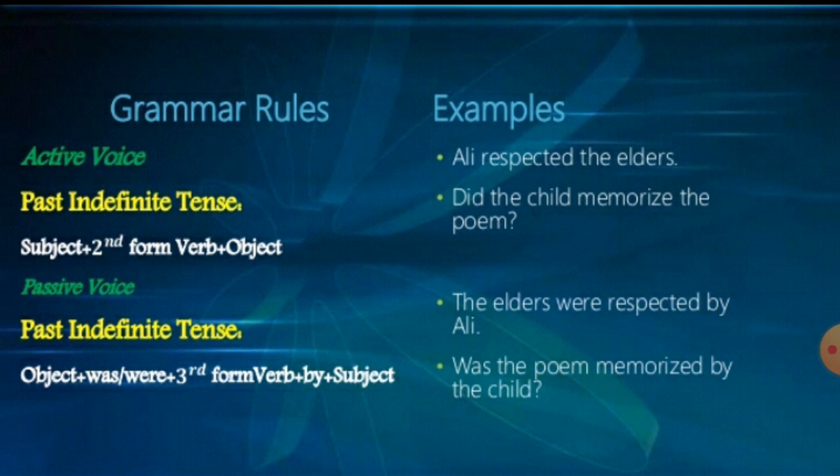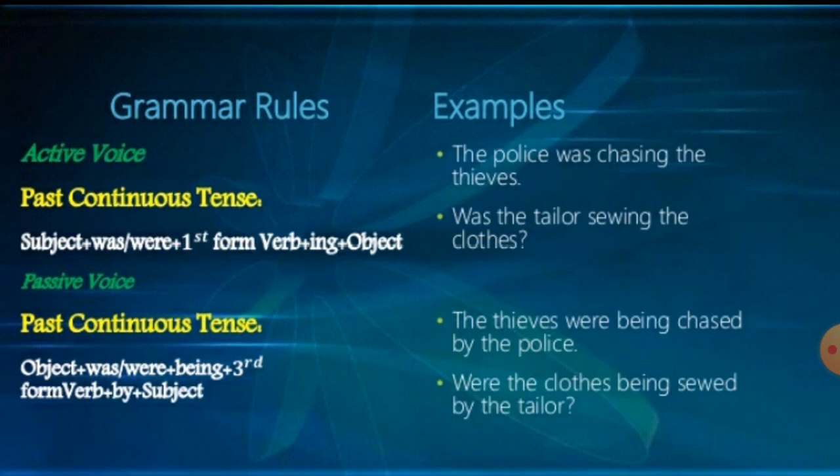Object plus was or were plus third form of the verb plus by plus subject. The elders were respected by Ali. Elders is plural, so we are taking were. Take the second example. Did the child memorize the poem? Did is simple past, but poem is singular, therefore we are using was. Was the poem memorized by the child?